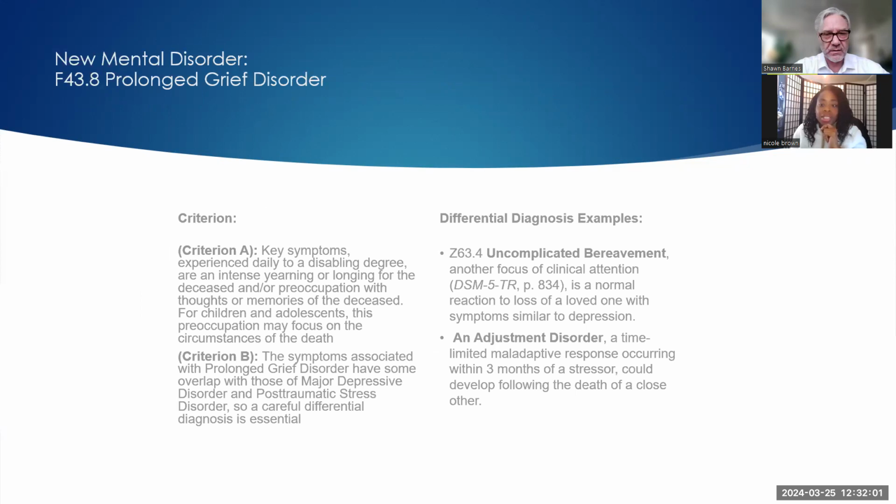Prolonged grief disorder. You are looking at criteria A, that the situation is debilitating to the person. The criteria is 12 months for an adult, 6 months for a child. And then the differential diagnosis that you may want to consider would be uncomplicated bereavement, adjustment disorder, major depressive disorder, or an anxiety disorder, or probably even post-traumatic stress, depending on what the situation was behind the onset. Does that make sense? It does.